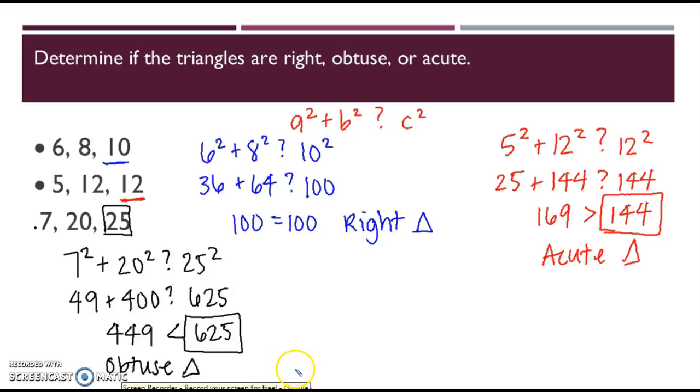Alright, so we have the Pythagorean theorem that says if I know it's a right triangle, I can use a squared plus b squared equals c squared. The converse says that if I plug it in and a squared plus b squared does equal c squared, I know it's a right triangle. And then the inequality theorem goes even farther with that and says that if c squared is bigger, it's obtuse, and if c squared is smaller, it's acute.